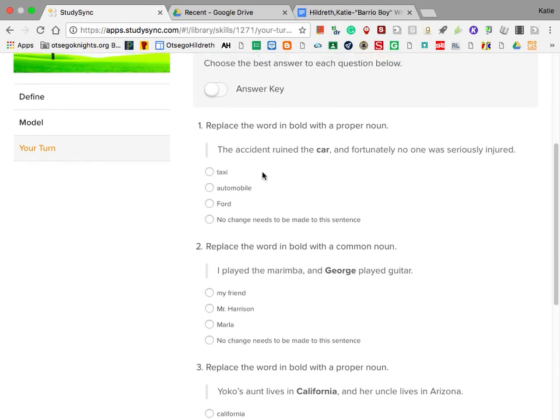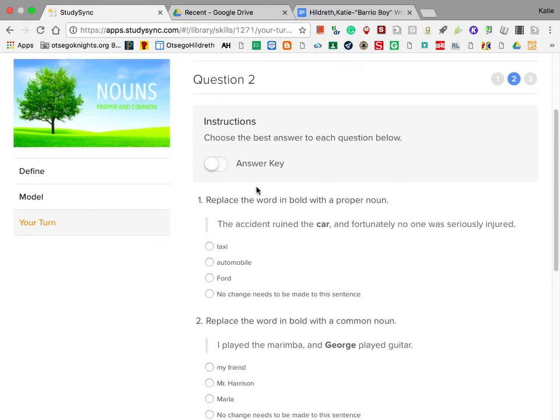Question 2, they want you to replace the word in bold with a proper noun. So, it says, the accident ruined the car, and fortunately no one was seriously injured. Car is a common noun. We want to switch it with a proper noun, okay? Taxi, automobile, Ford, or no change needs to be made to this sentence. So, car is a common noun. You need to change it with one of these or click no change.